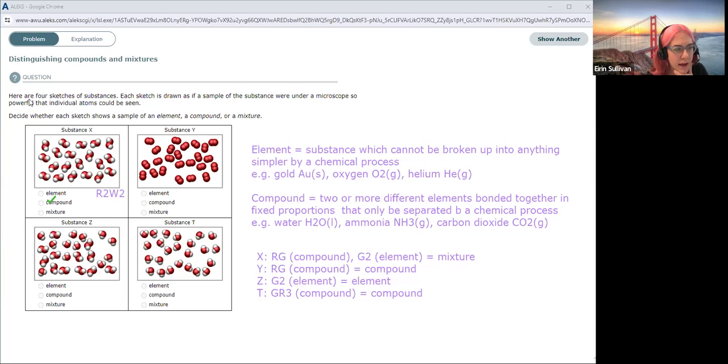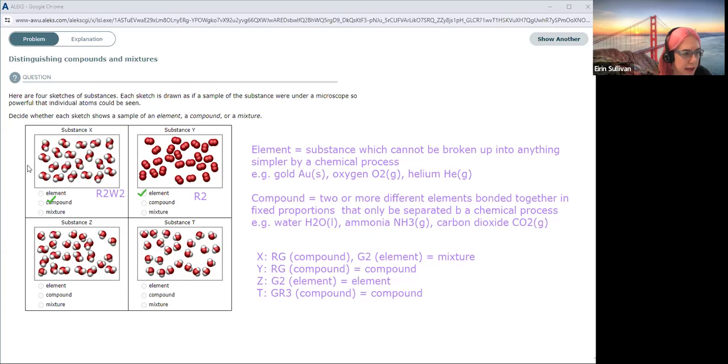Substance Y, again, if I was going to write a formula for this, there's 2 red atoms bonded together in a molecule, so R subscript 2, and there's nothing else in there. So that is an element, a homonuclear diatomic molecule, but both atoms have the same identity, so it still is classified as an element.